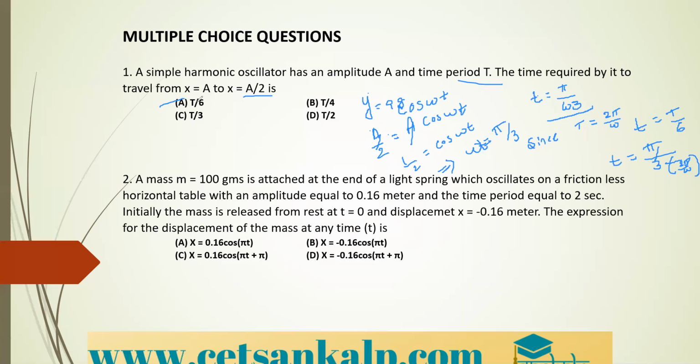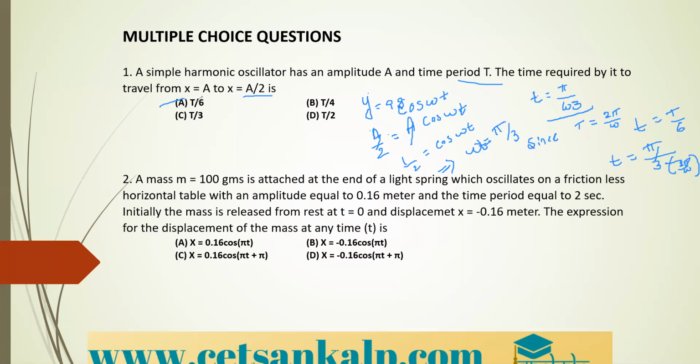In this chapter, all the numericals we will solve with the help of our main equation: y is equal to A cos omega t, or x is equal to A sin omega t. By taking that equation, we will solve the numericals. So that equation is y is equal to A cos omega t. What is the y value? It is A by 2. Amplitude is capital A, cos omega t as it is. If you simplify, 1 by 2 is equal to cos omega t comes. Therefore, theta is equal to pi by 3.